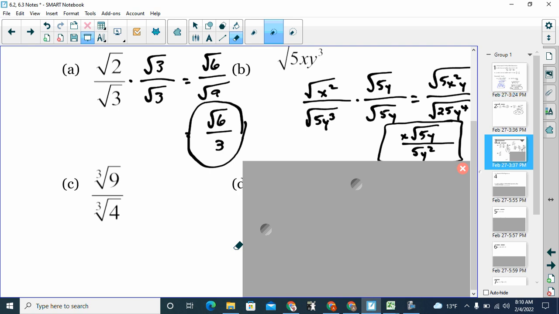Part C, we are dividing cube roots. 9 divided by cube root of 4. Cube root of 9 divided by cube root of 4. 9 divided by 4. I would start there. If you can divide them and they come out even, it's easier than trying to rationalize.